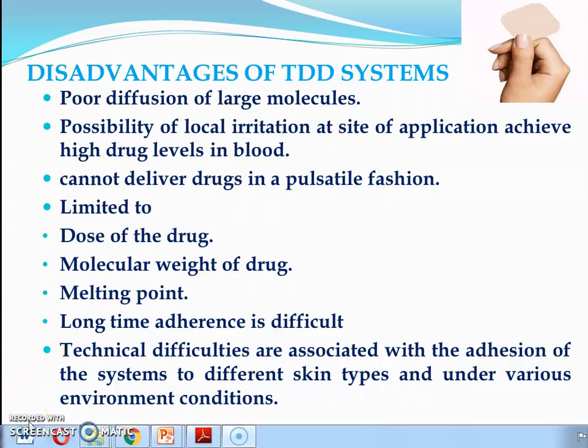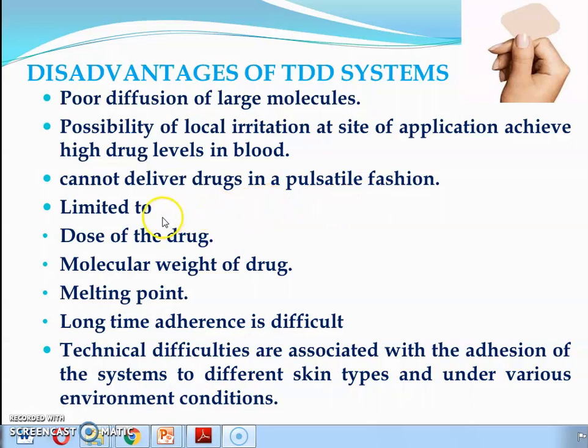It also can't achieve a high drug level in the blood because the drug in the formulation may be released in a slow manner, and generally potent drugs are used in designing transdermal drug delivery systems. So a very small quantity of the drug may be released over a longer period of time, so a higher level of the drug should not be maintained in the blood. It can't deliver the drug in a pulsatile fashion.